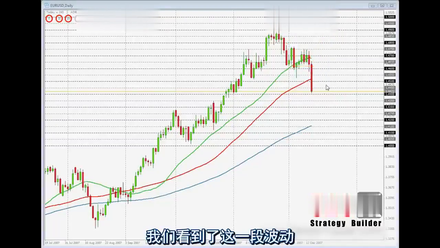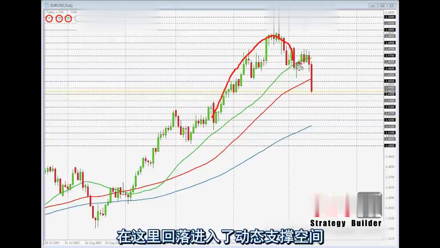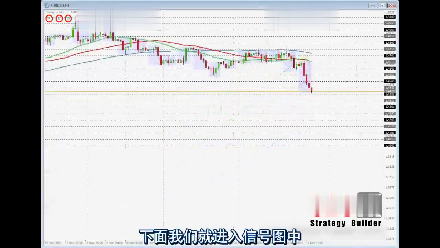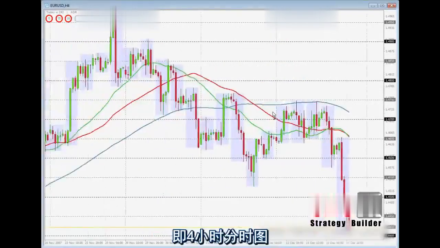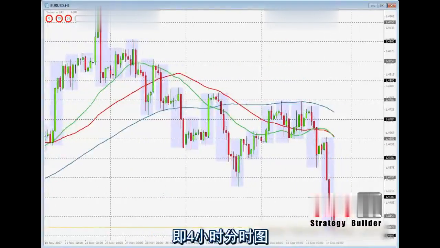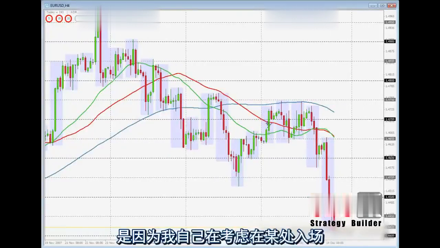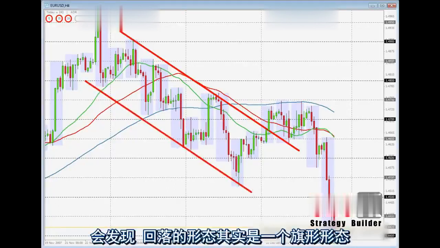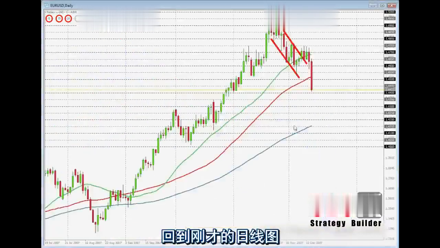All right, so now that we've spotted this last swing, the retracement back to the dynamic area of support, let me zoom in now into what would be our trigger chart, which in this case is the 4 hours time frame. I am showing you this example because I was actually looking to try this setup myself. In fact, if we draw some trend lines, we can see that the retracement part was actually a flag. Let me go back into the 1 hour time frame.